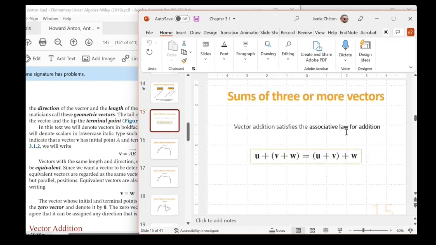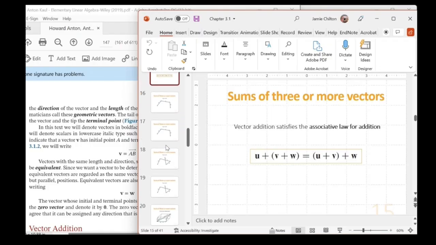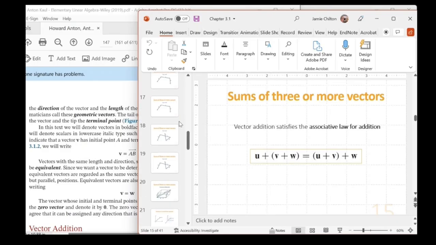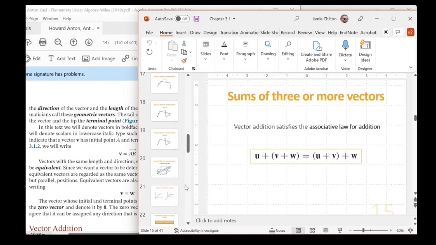So then we have the associative law for addition. So you can see all the different ways in the textbook if you so choose. You can map those out, in whichever order you want to go.